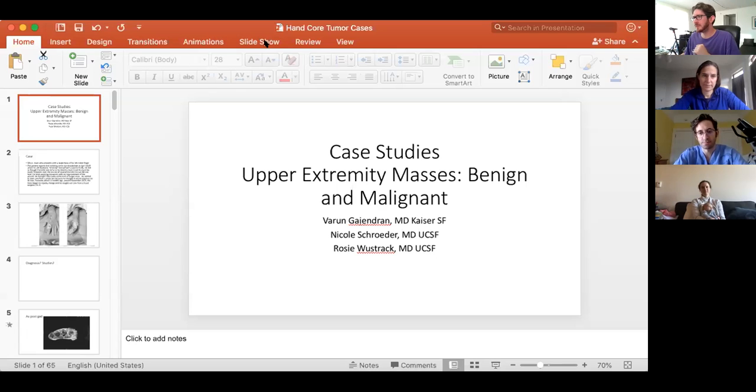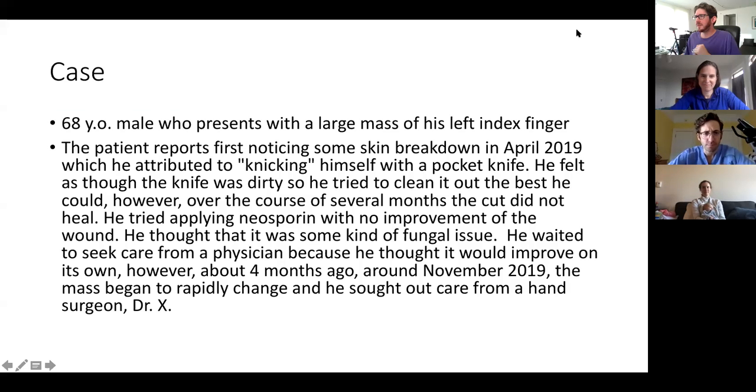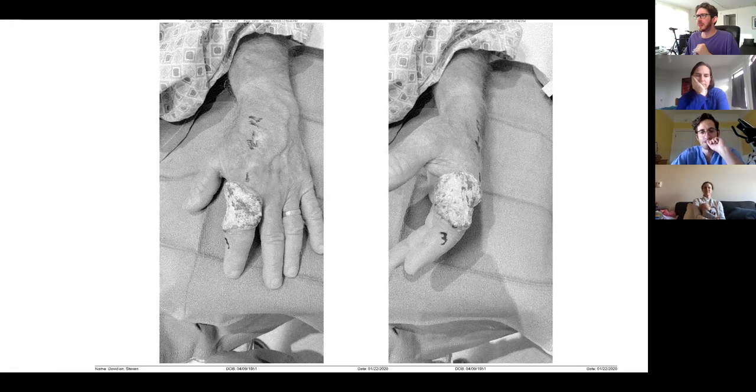Okay, so here we go. And I have to minimize you guys. Okay, so the first case we have is a 68-year-old male who presents with a large left index finger mass. He cut himself a year ago with a pocket knife, said the wound never healed. Over several months, he tried some treatment for it, thought it was maybe fungal, waited to seek care. And then long after, he sought care from a hand surgeon who then referred him on to see Dr. Westrak after getting some imaging. So these are the pictures that we have in the chart.